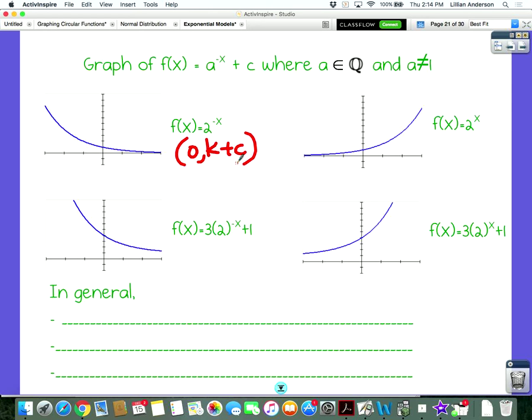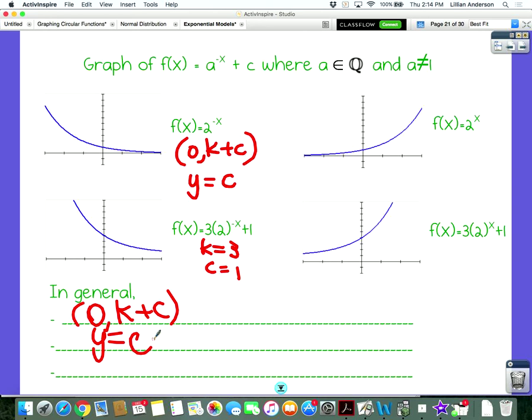Okay, let's see. Let's use this one instead. What's K for this one? 3. And C? 1. When I add them, do I get 4? Yes. Sure do. So that still applies. So that is still my y-intercept. Does the thing about the horizontal asymptote still apply? Y equals 1? Okay, so that still applies. That's still my horizontal asymptote.